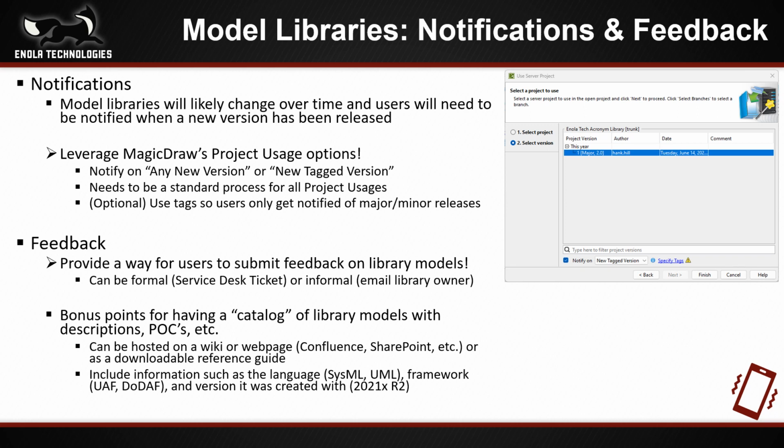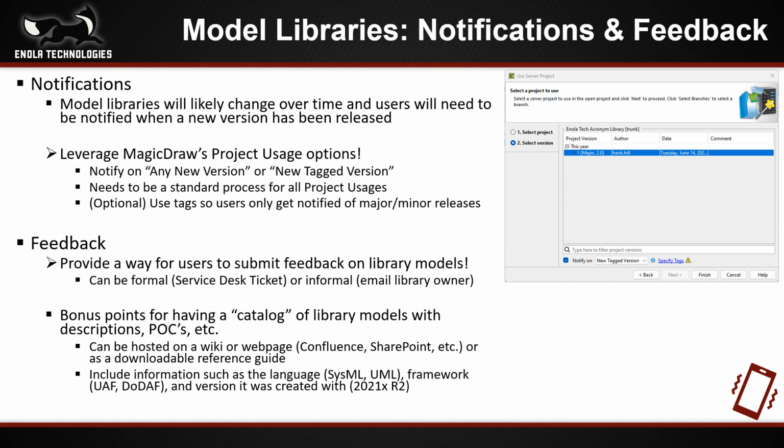But even without that, the very least you should do is to use the MagicDraw project usage options that are built into the tool when you add a new project usage to your Teamwork Cloud project. I've got a little image of this over here on the right, where I'm adding a new project usage, in this case an Enola Tech acronym library. If you look down at the very bottom above the buttons, there is a little checkbox that says Notify On, and then there's a combo box that says New Tag Versions.